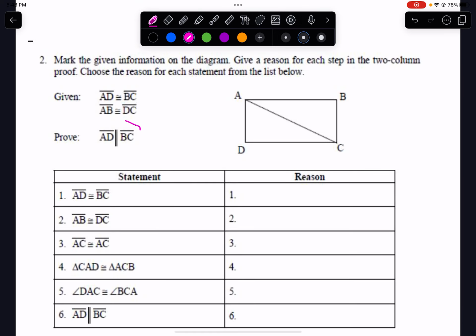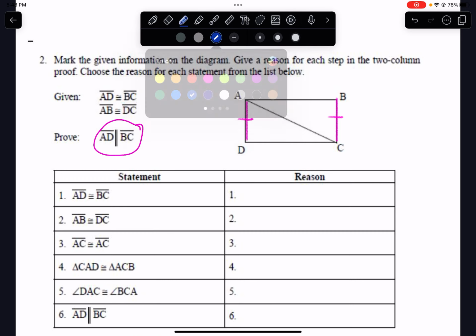So this one, we are going to be proving lines parallel. So we are going to need to first prove triangles are congruent, then CPCTC, then an additional statement, usually alternate interior angles, if I was going to take a guess. So first thing, mark up your diagram. So let's use a colored pencil here. So AD is congruent to BC. So these two are congruent sides. Mark. AB is congruent to BC. Mark.